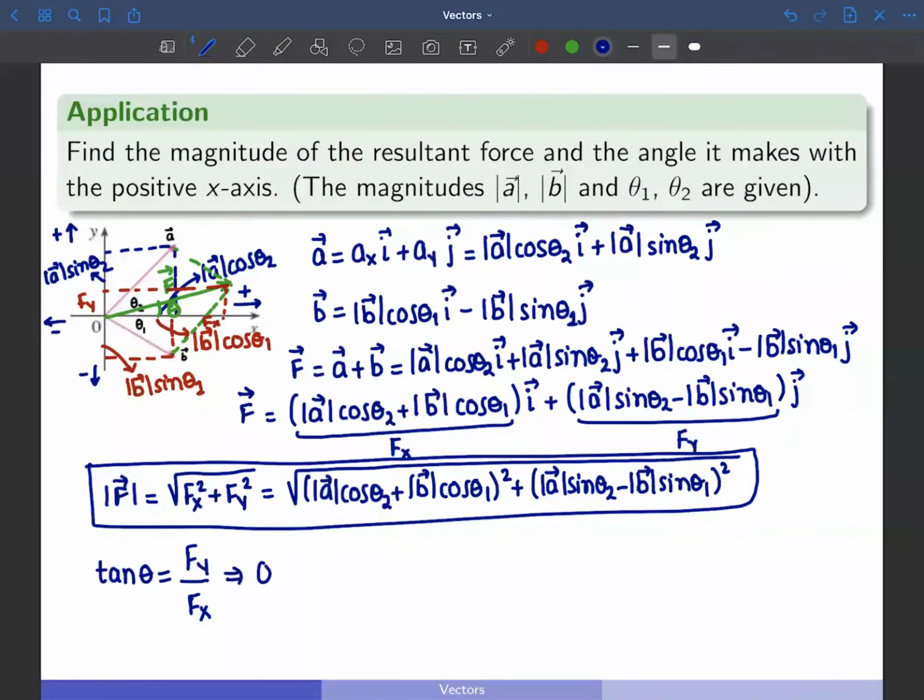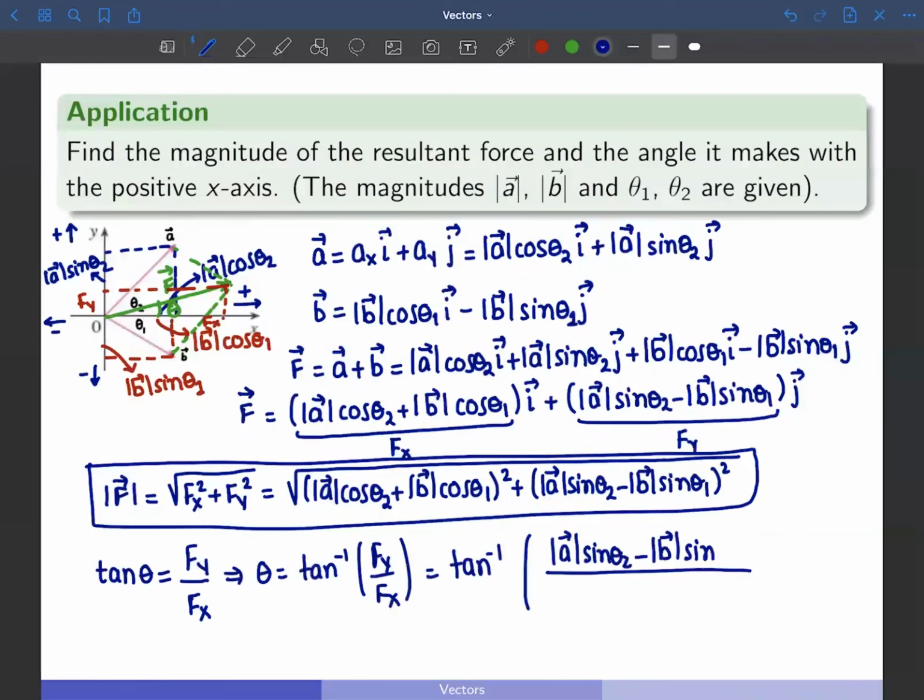So the angle θ is equal to the arctangent of Fy over Fx. So it is equal to the arctangent of Fy, which is the magnitude of vector A times sine θ2 minus the magnitude of vector B times sine θ1, divided by the magnitude of vector A times cosine θ2 plus the magnitude of vector B times cosine θ1.